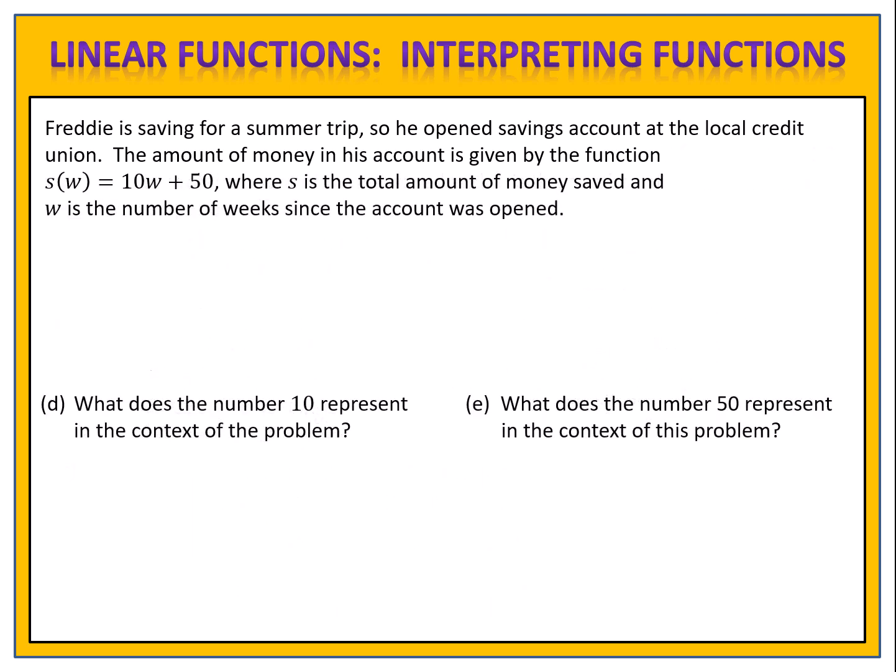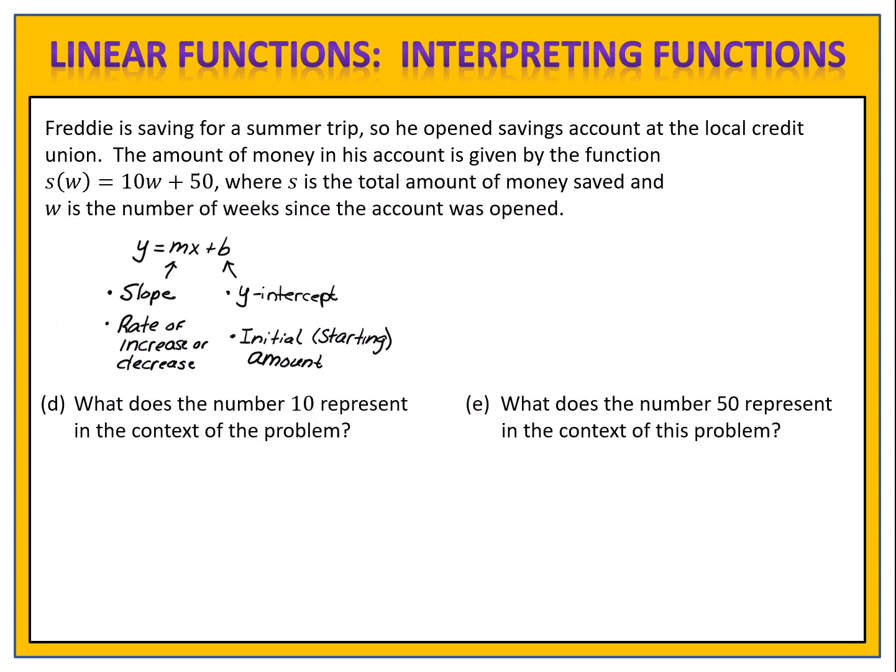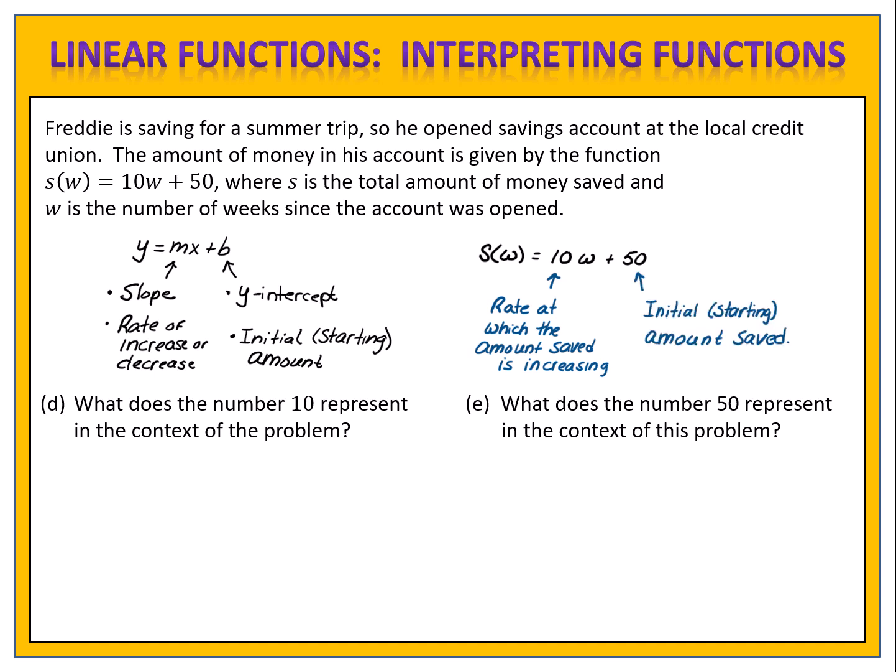Now let's interpret the slope and the y-intercept. We have the equation S of W equals 10W plus 50. 10 is the rate of change. It's a positive number, which means the amount saved is going up or increasing at a rate of $10 every week. The 50 is the y-intercept, which represents the starting or initial amount. We use this information to answer the 2 questions.